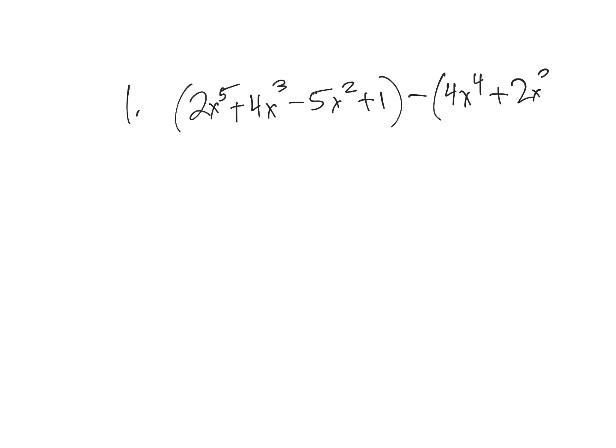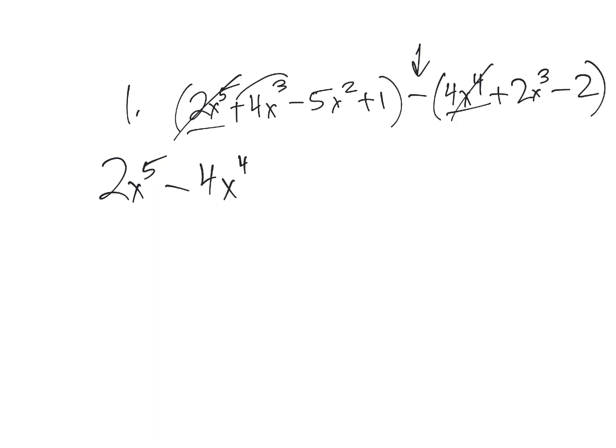Let's do something like this. 2x to the 5th plus 4x to the 3rd minus 5x squared plus 1 minus 4x to the 4th plus 2x cubed minus 2. All right, begin. Okay, there is a 2x to the 5th, but there isn't anything else, so 2x to the 5th stays by itself. We have a 4x to the 4th, but you have this minus sign there, so you better put minus 4x to the 4th.